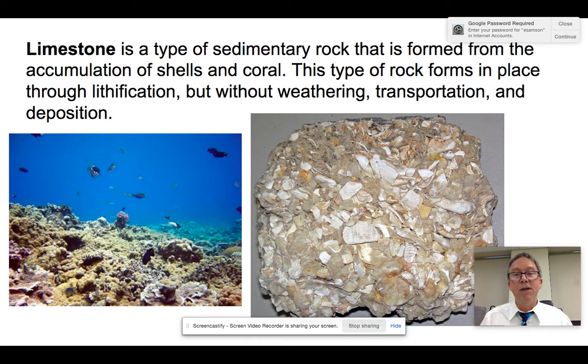Okay, so it still forms a rock layer, a very important kind of rock layer, but it didn't involve mechanical weathering. I guess you could say it broke apart, but it doesn't even have to. Sometimes it's just shells, okay? But it definitely involves compaction and lithification, but it doesn't involve transportation.